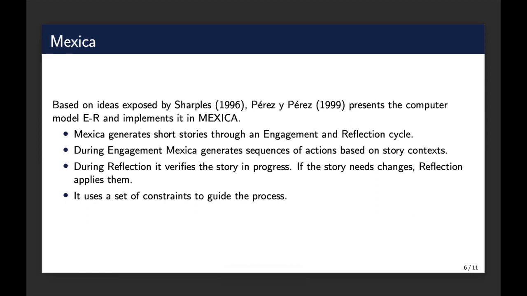And in reflection, it verifies the story. It verifies if the story is well organized, if it is coherent, if it is interesting, and those kinds of things. Then it fixes the story if it needs to be fixed, and then it goes back to engagement. For all this, it uses a set of constraints. Those constraints come from the inspiring set, the actions the system can use, and the parameters the users can set in the system. So we have a bunch of things in Mexica.